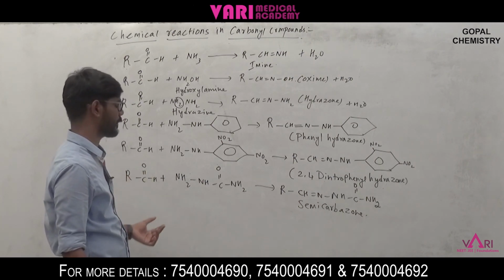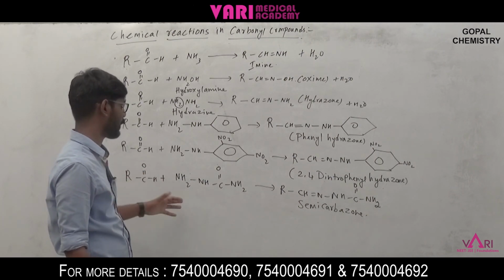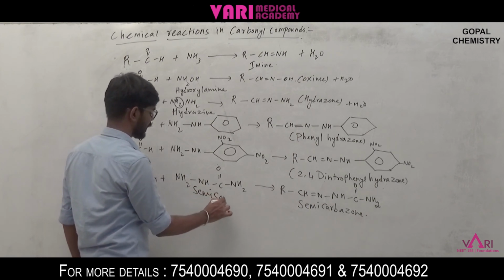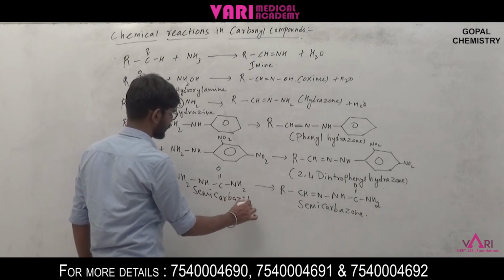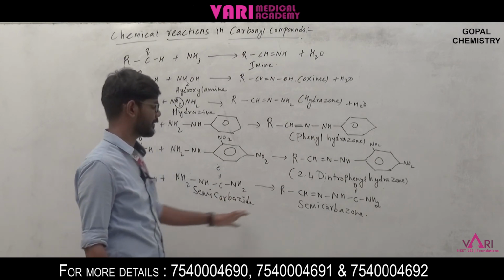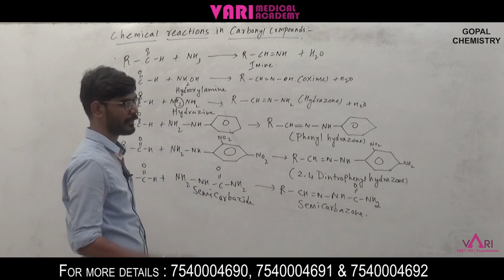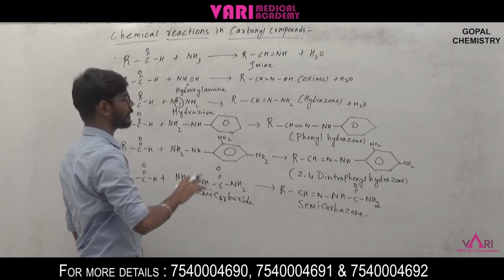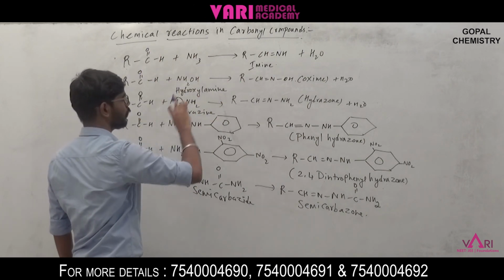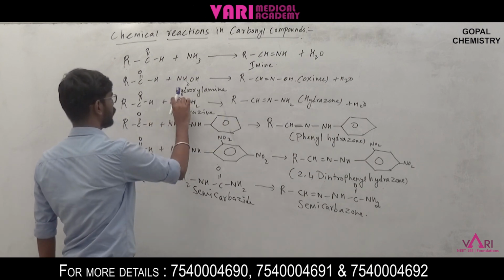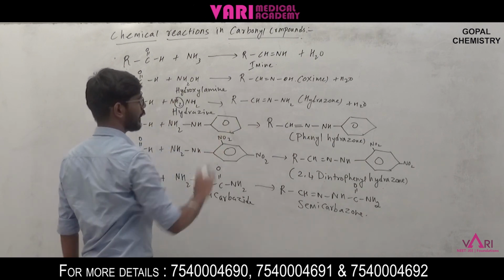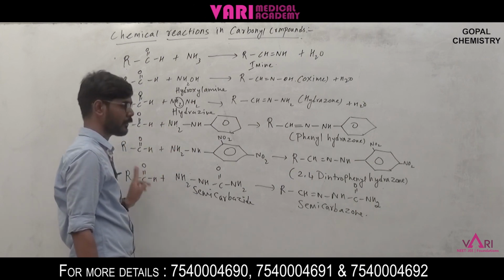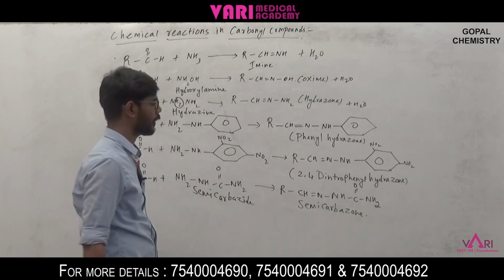And the same aldehydes or ketones, the carbonyl compounds, react with semicarbazide. So it will give semicarbazone. The general reaction is that 2 hydrogens and 1 oxygen will be removed as water. Here 2 hydrogens and 1 oxygen will be removed as water, so we will get oxime. Here also, 2 hydrogens and 1 oxygen, we get hydrazone. So it will give the corresponding derivatives.